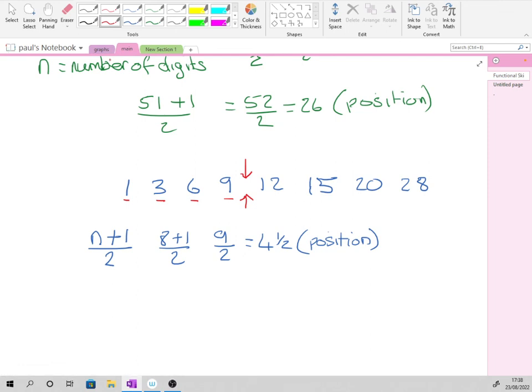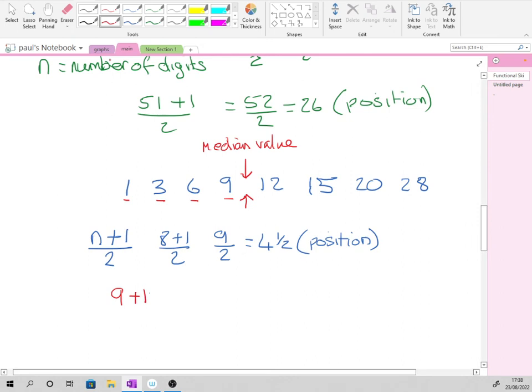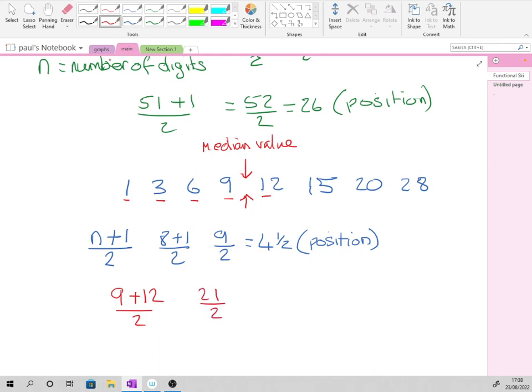So we must find the value. So this is where the median value is. We must find the value between 9 and 12. What we do is add the two numbers together, the 9 and the 12, and divide by 2. So that's 21 divided by 2, which equals 10.5. So this is now the median.